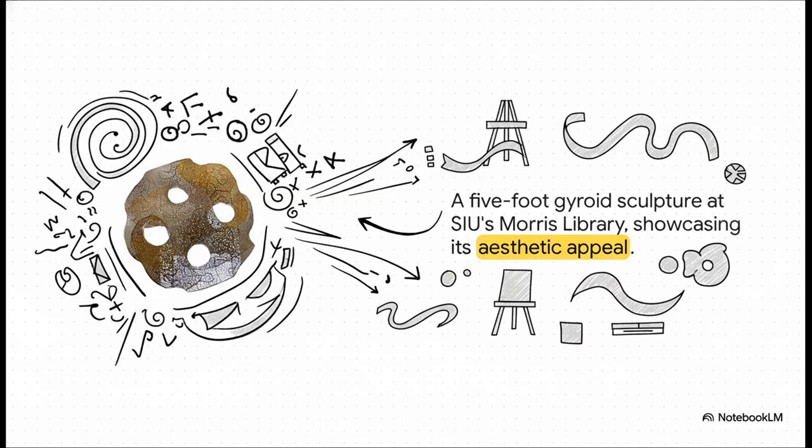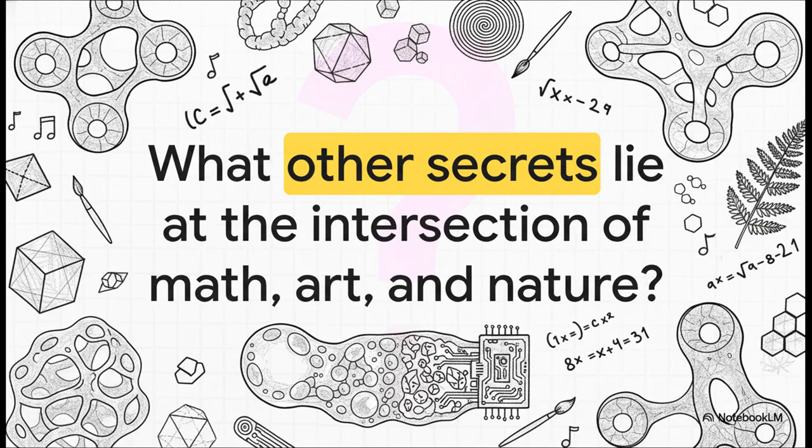And here you can see it as just pure art. This is a 5-foot-tall gyroid sculpture at Southern Illinois University. It takes that mathematical idea and just blows it up into public art, showing off the beauty that was hiding inside that simple little equation all along. You know, the gyroid started as just a thought experiment about an infinite soap bubble, and it ended up as a blueprint for next-gen technology and a source of artistic inspiration. It just leaves you wondering, right? What other profound secrets are still out there just waiting to be discovered, hidden at that beautiful intersection of math, art, and the natural world?